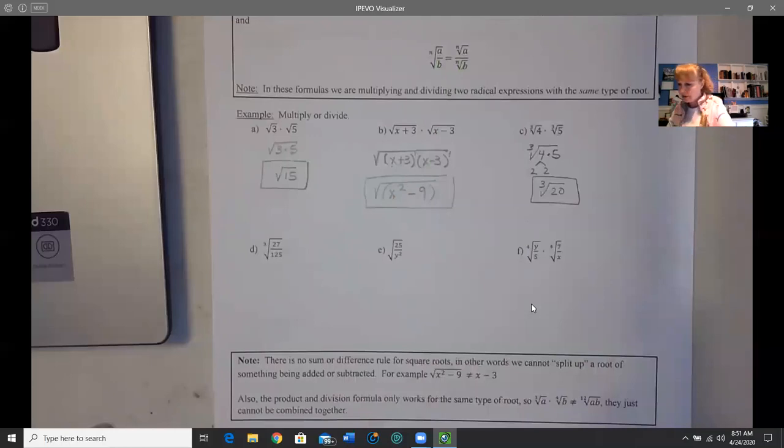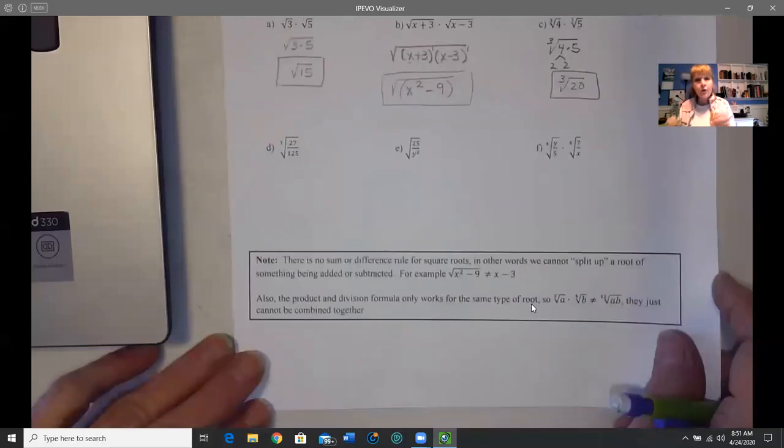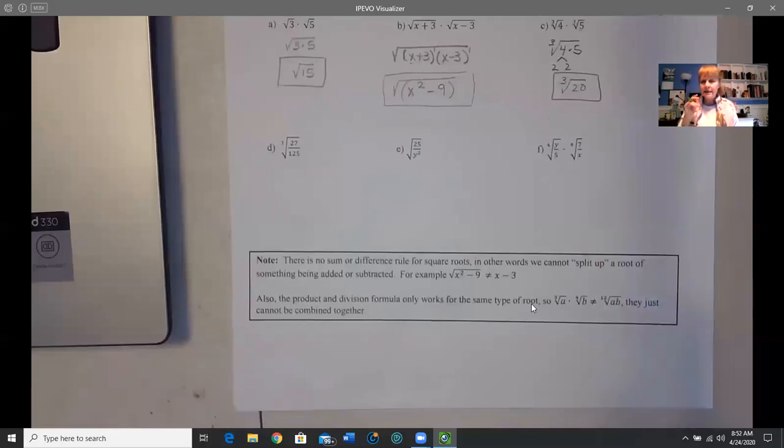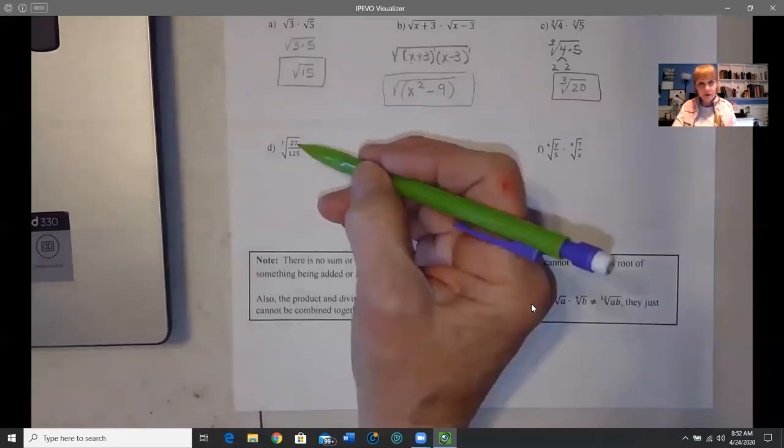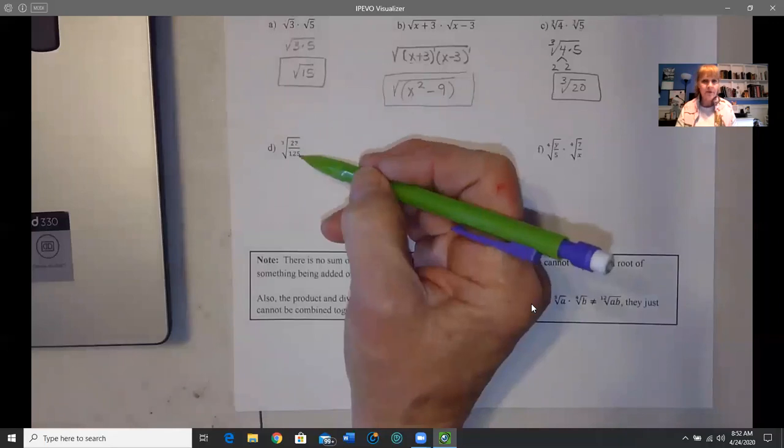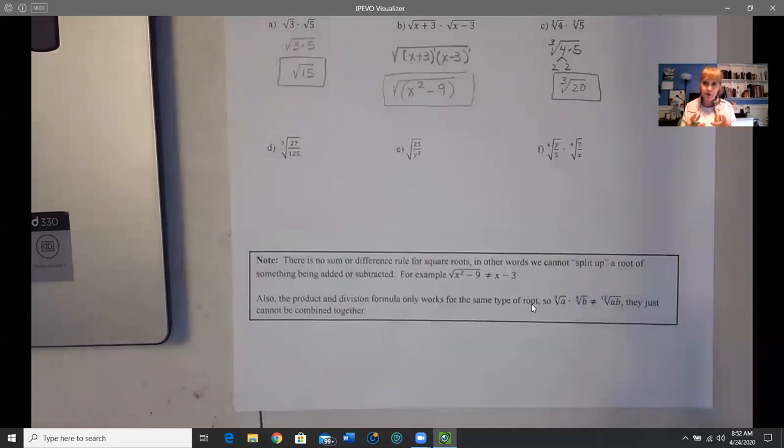Okay, now let's go through our steps. On this one, what you need to ask yourself is, underneath here, can I reduce 27 over 125? So when you're given a fraction, reduce it first if you can. It makes it so much easier.